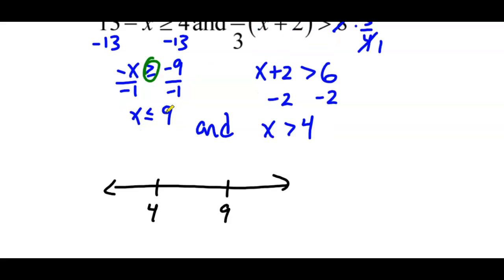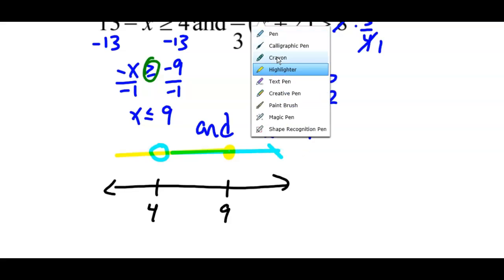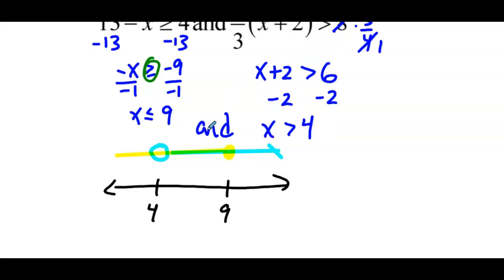So x is less than or equal to 9. So closed point at 9. Shade to the left. x is greater than 4. So open point. Shade to the right. So now we're looking for the values that make both inequalities true. So that's where the highlighters turn green, which is right in this section there.